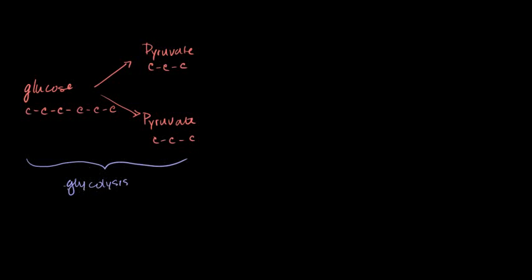It doesn't need oxygen. And we got a net payoff of 2 ATPs. 2 ATPs net. And I always say the net there because you remember, it used 2 ATPs in that investment stage, and then it generated 4. So on a net basis, it generated 4, used 2, it gave us 2 ATPs, and it also produced 2 NADHs. That's what we got out of glycolysis.